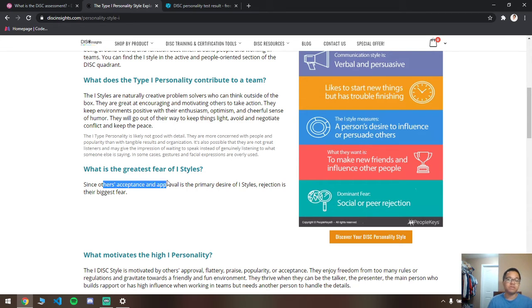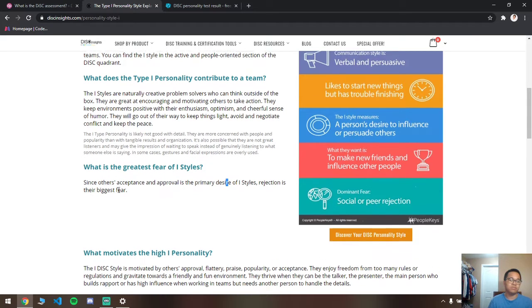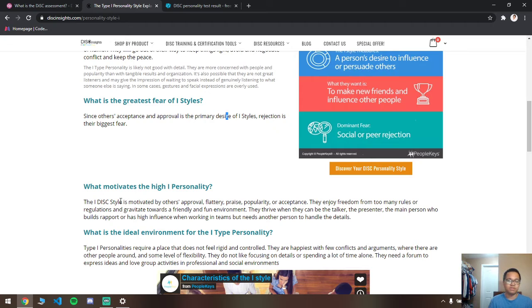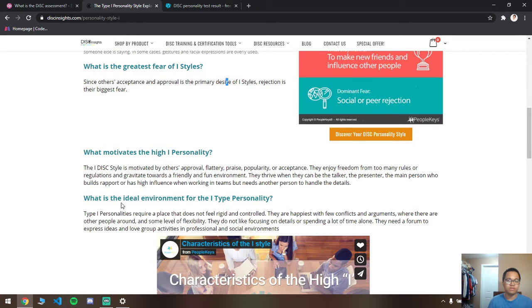Since others' acceptance and approval is the primary desire of the I style, rejection is the biggest fear. What motivates the I personality? They're motivated by approval, flattery, praise, popularity, or acceptance. They enjoy freedom from too many rules or regulation and gravitate towards a friendly and fun environment.